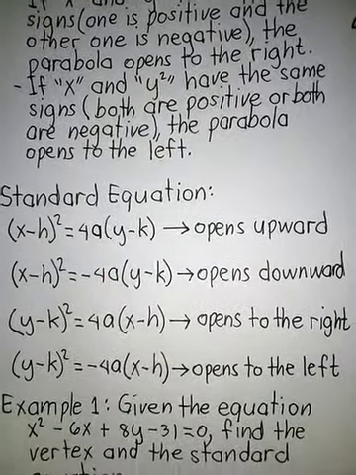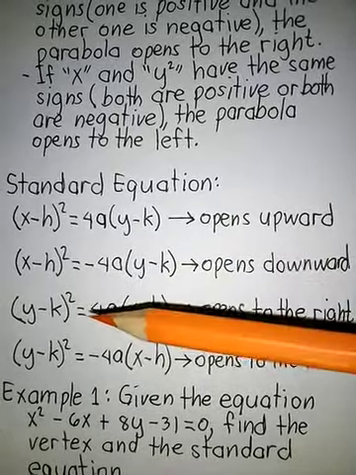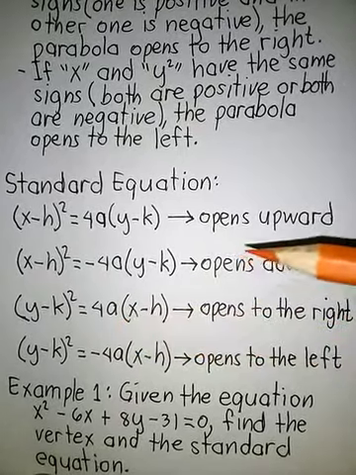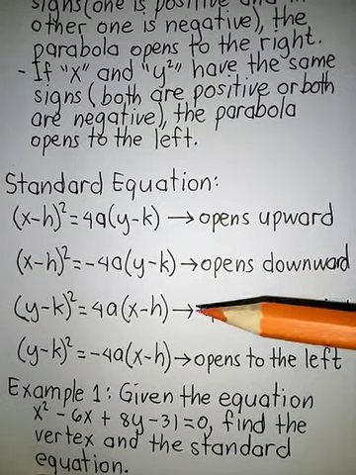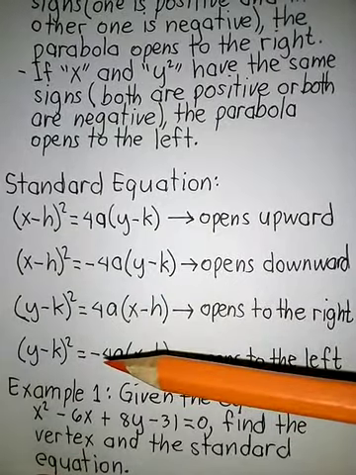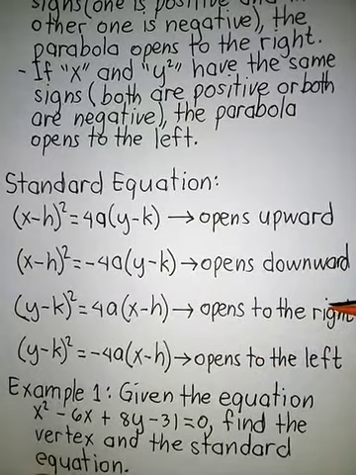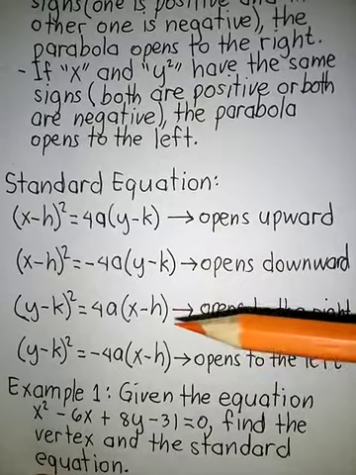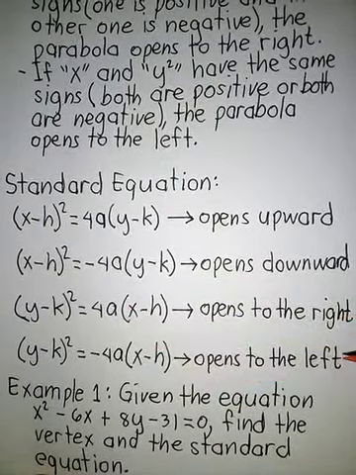The other standard equation of the parabola is y minus k quantity squared is equal to 4a multiplied by x minus h. This equation opens to the right. And except again for the negative sign, if there is a negative sign, this parabola will open to the left, or to the opposite of this parabola. So, if there is no negative sign, it opens to the right. If there is a negative sign, it opens to the left.